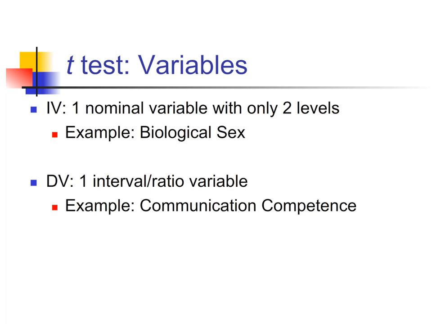So think Likert or semantic differential scales here. Communication competence would be a scale that someone would fill out, and then they would receive results on different questions on maybe a 7 or a 5-point scale. So our independent variable is nominal with two levels, and our dependent variable is interval or ratio. What we're doing is comparing the different groups on the interval level variable. So we'd be comparing men and women on communication competence here.